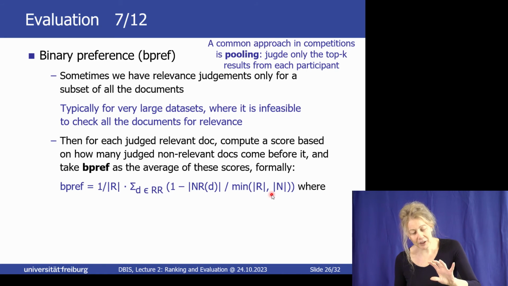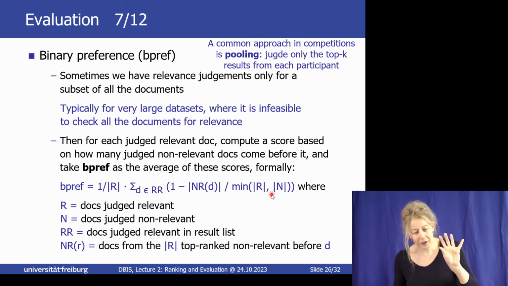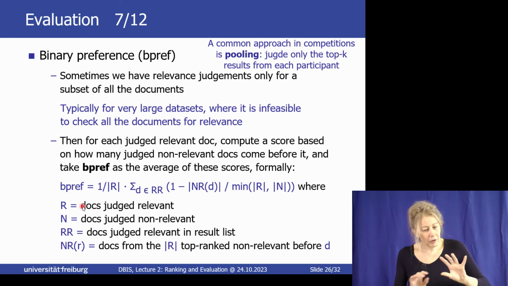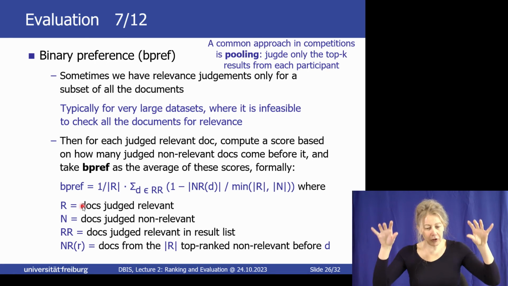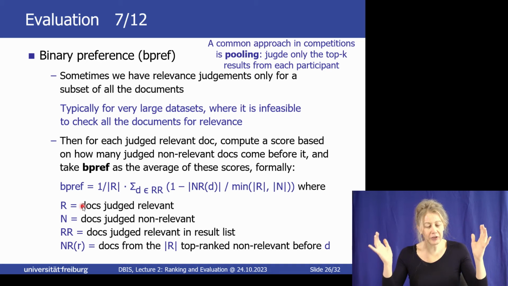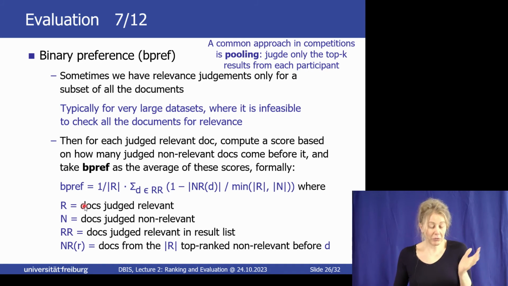So let's not spend too much time on this slide and formula. It's just there for your reference. Let's maybe look at what are the entities that are used in this formula, because they can be understood well. R is so some of the documents were looked at, and R is just a set of documents where somebody looked at and said, that's relevant. That's easy to understand.